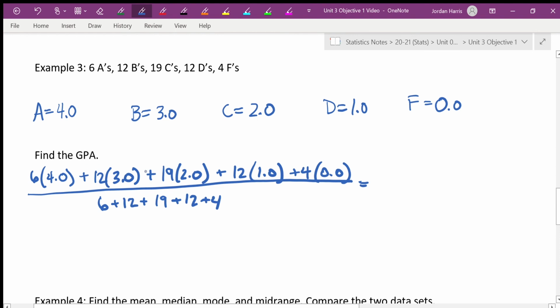Okay, so type into your calculator all these up here. And you should get 110. Then add these all up, and you should get 53. And then following our round off rule, my data has 1 decimal, so my answer will have 2. 2.08 is their GPA. And that's how, if you didn't know, you can actually calculate your own GPA.